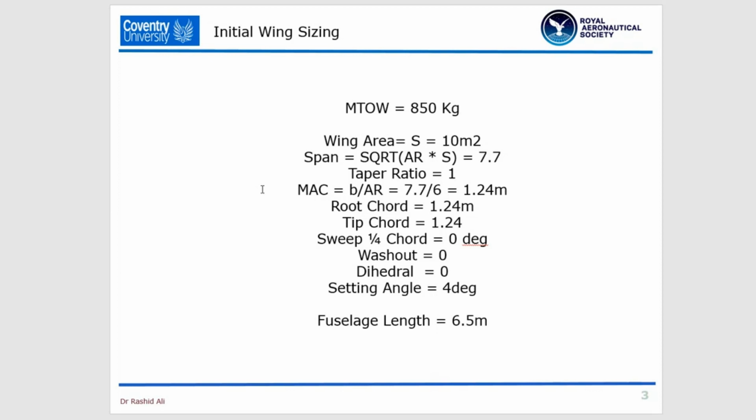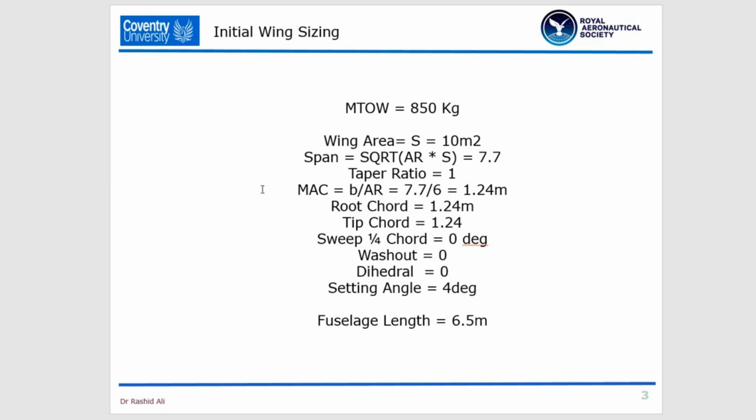Just to very quickly go over the basic design elements that we had for the aircraft last week. We had an aircraft we're aiming for around 850 kilograms, 10 square meter wing area, span of around 7.7 meters. We weren't going to have anything clever with the wings, so it was a planform wing, so no taper, root chord the same as the tip chord. We weren't going to have any dihedral, etc.